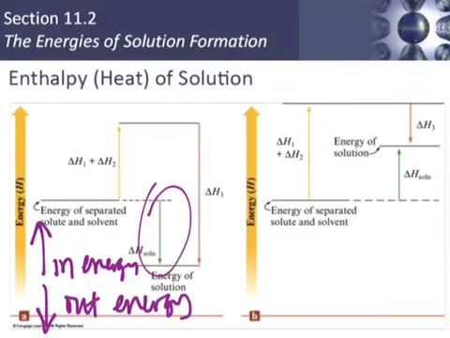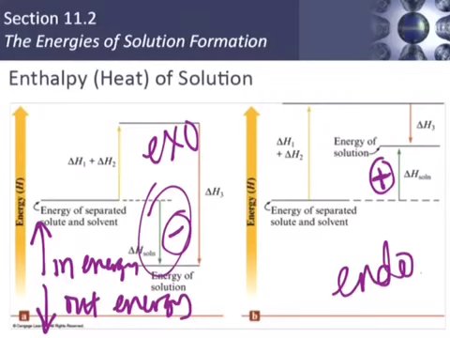So you see here you have a negative delta H, while over on the other side you have a positive delta H. So this one is exo, and this one is endo. You have to be able to look at those graphs and see what's going on. Questions on that?